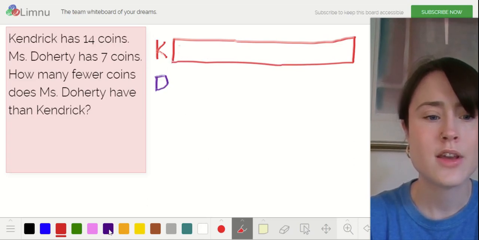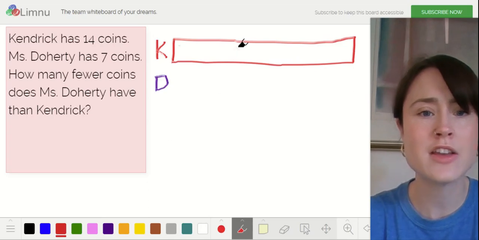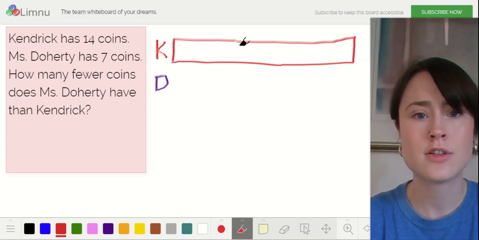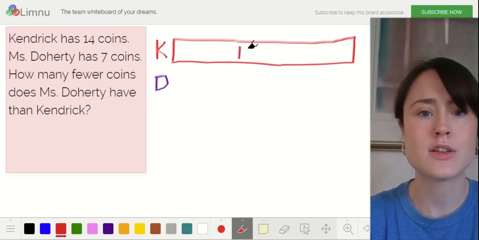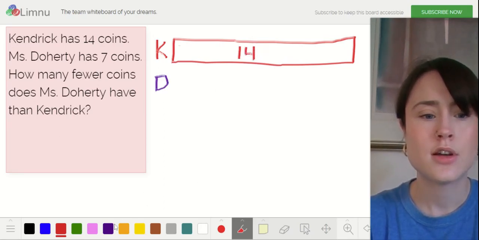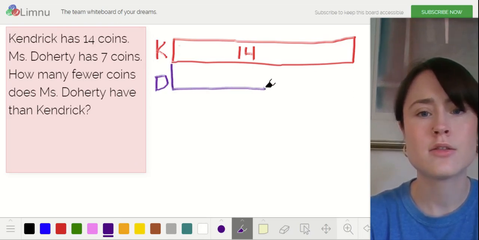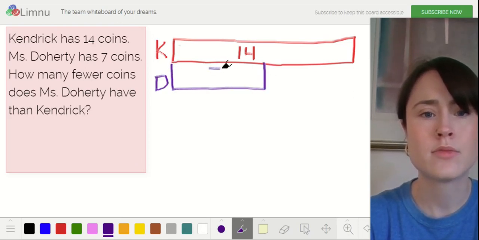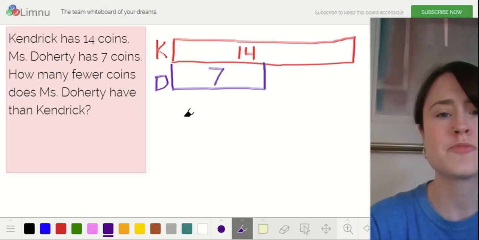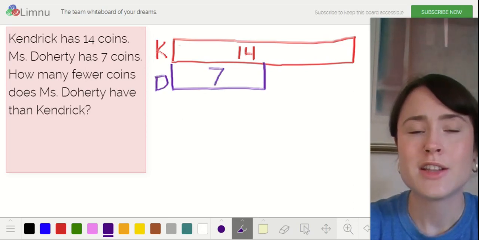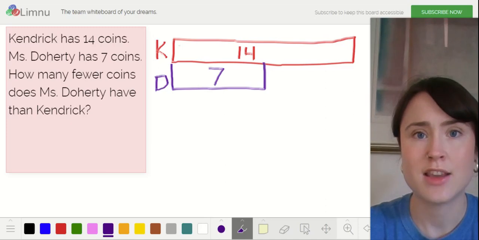All right. And Miss Doherty, oops, I almost forgot to label the value. How many coins did Kendrick have? Yeah, he had 14 coins. Nice. All right, and Miss Doherty only had 7, so I'm going to make her bar go right about to the middle and label her value.